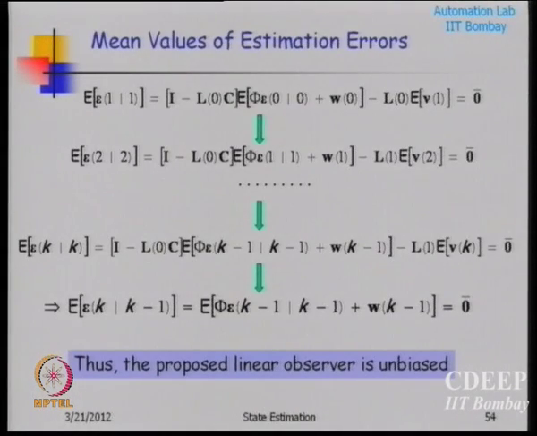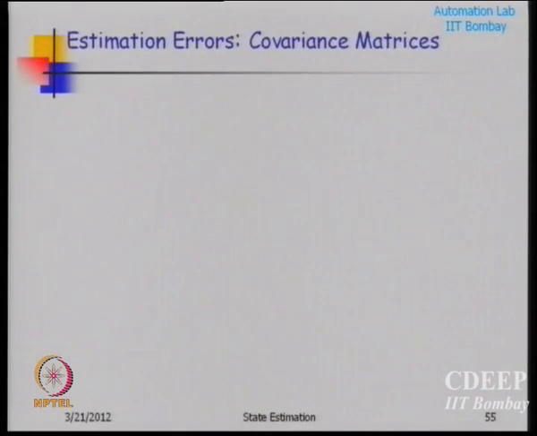Is everyone with me on this up to here? So this error, its mean value is 0. Now, I found the mean of the error. What is the meaning of the mean of the error being 0?